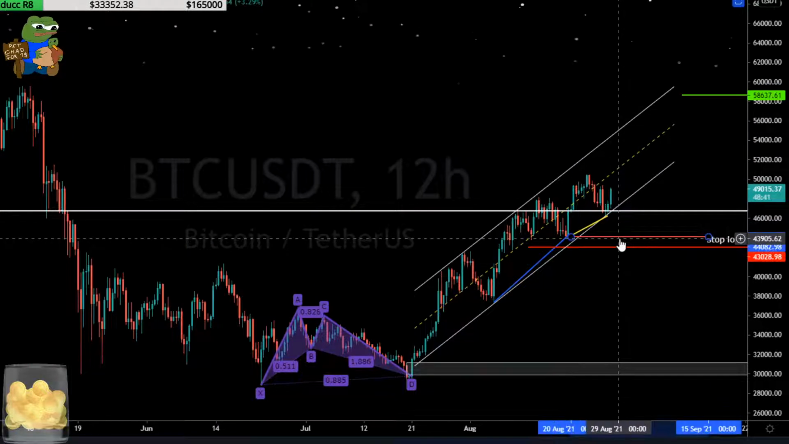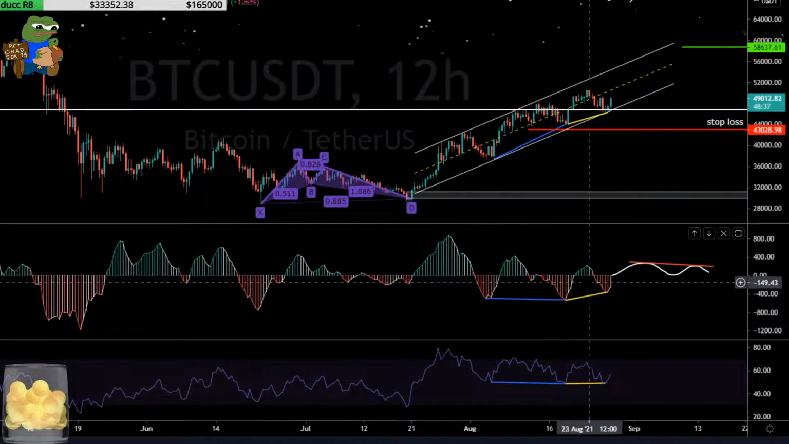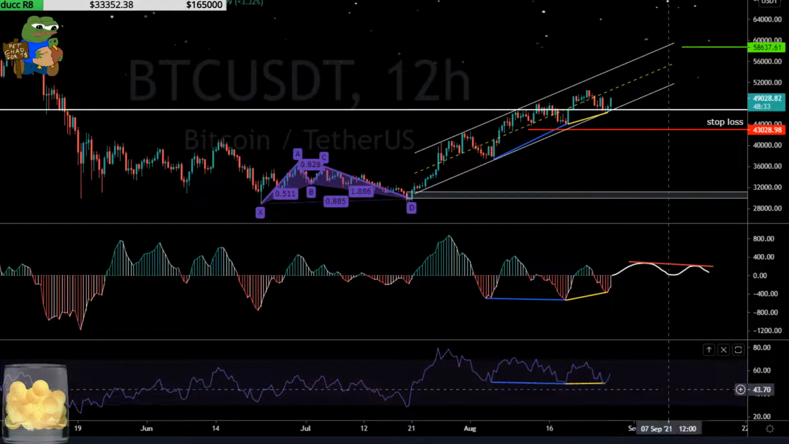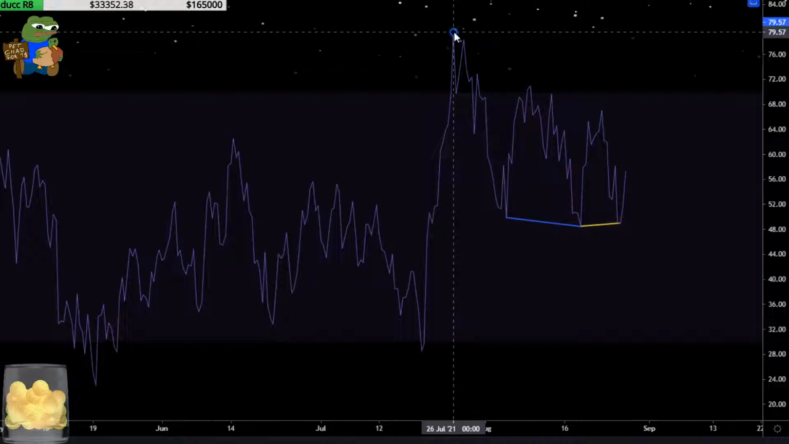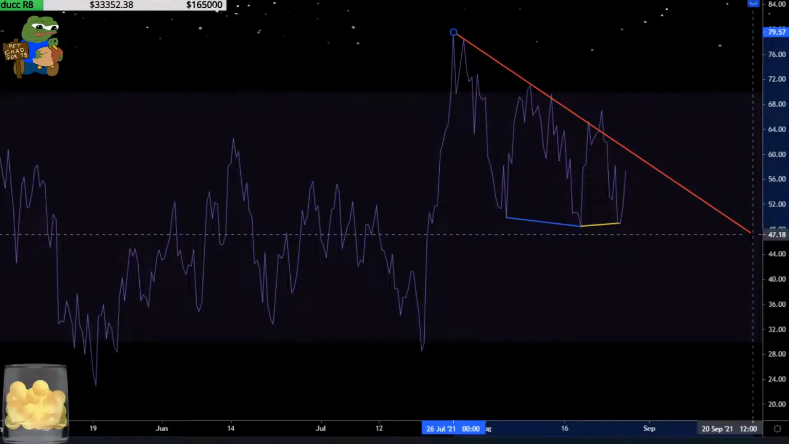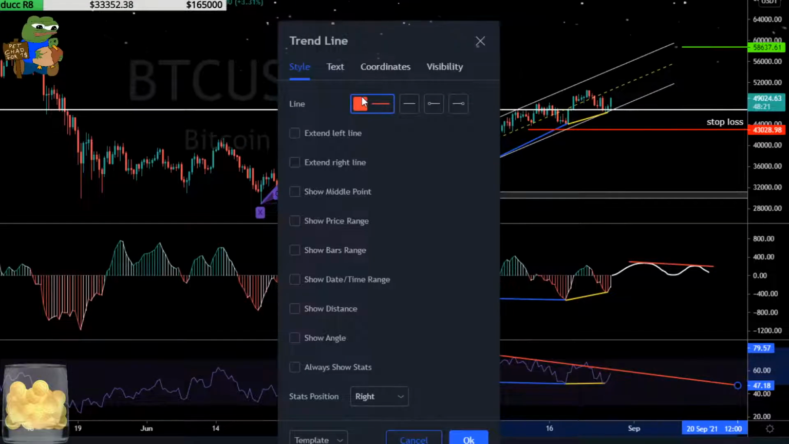Okay, so let me get rid of that. Okay, so now back to the oscillators. Again, Bitcoin is now painting bullish convergence. So what we'd like to see here on this RSI is a nice breakout of this RSI trend line here.